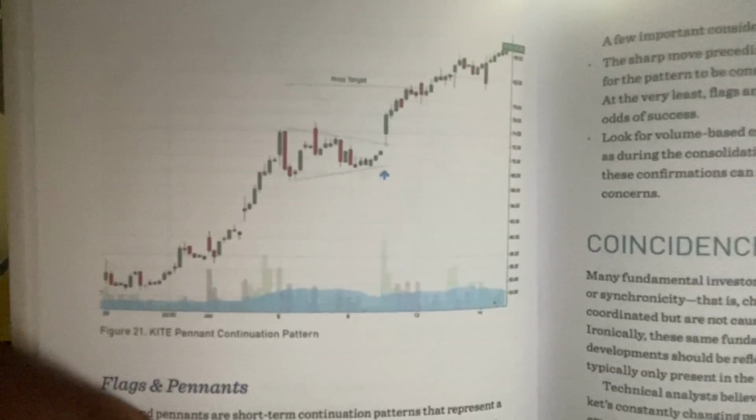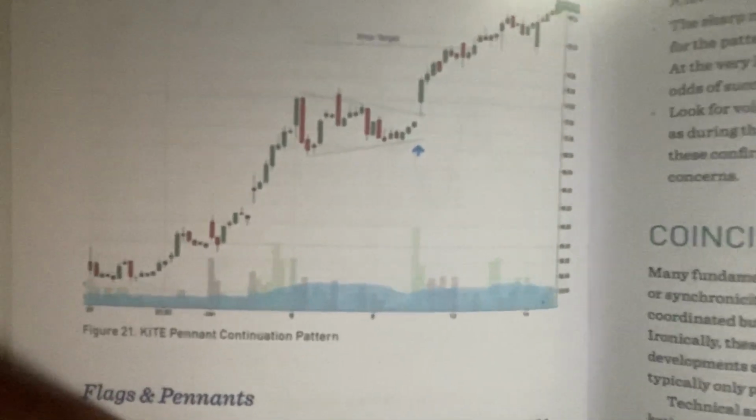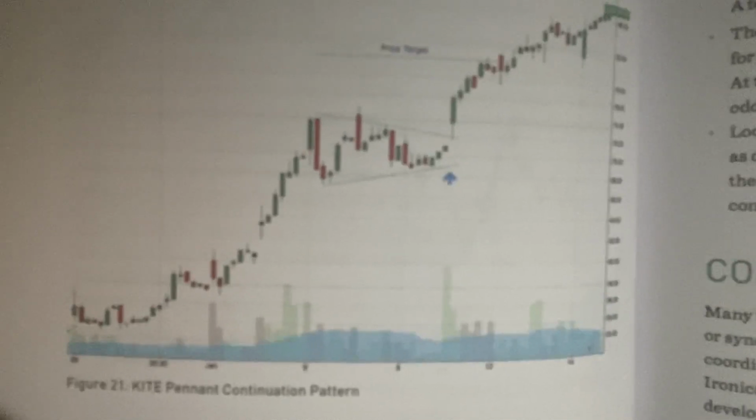Okay, flags and pennants. And before we start that, figure 21 has a pennant continuation pattern. Flags and pennants are short-term continuation patterns that represent a period of consolidation before returning to the prior trend.